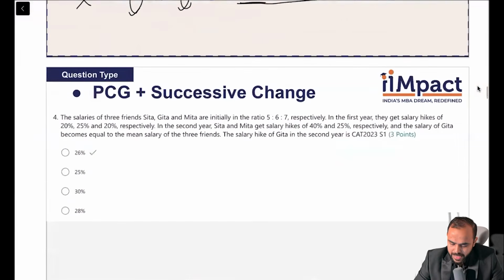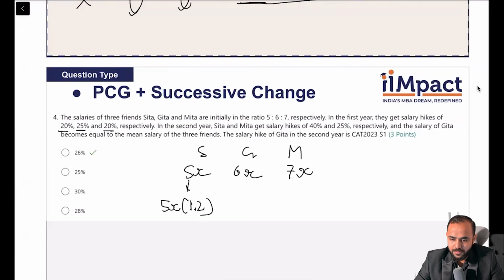Okay, great. Salaries of three friends, Sita, Geeta, and Meeta, are in the ratio 5 is to 6 is to 7. So, this is again, as you can see, a ratio plus percentage question. They are very often asked together. So, Sita, Geeta, Meeta, 5x, 6x, 7x. In the first year, they got salary hikes of 20%, 25%, and 20%. So, this becomes 5x into 1.2. This is the 1 plus 20%. This is 6x into 1.25, and this is 7x into 1.2.